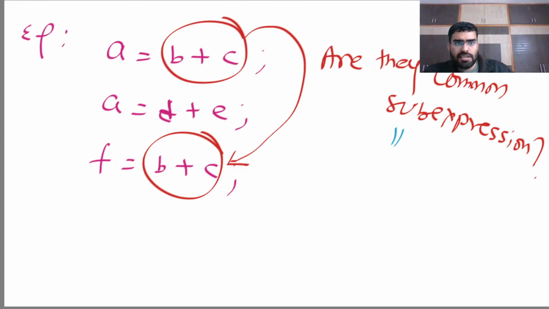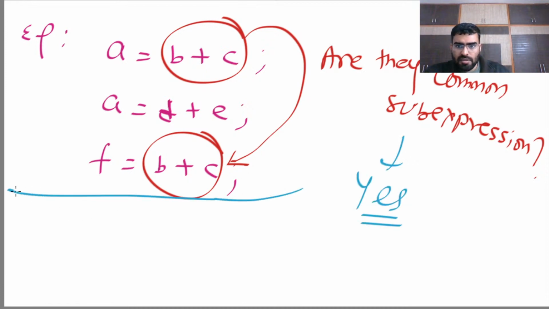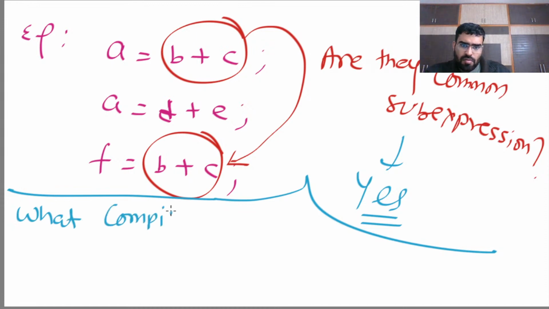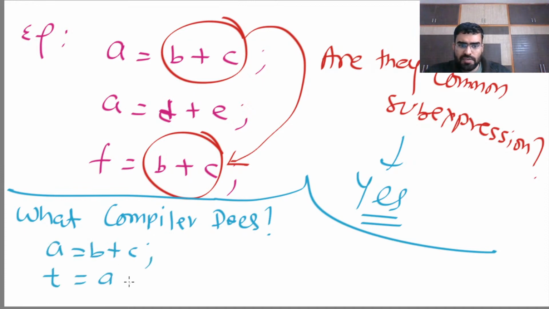So are they common subexpressions? And the answer is yes, because remember what the compiler does. Compiler will do something like this. So a plus c, and this expression basically is put in a temporary variable.